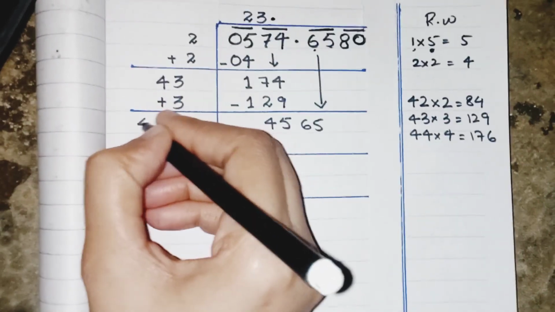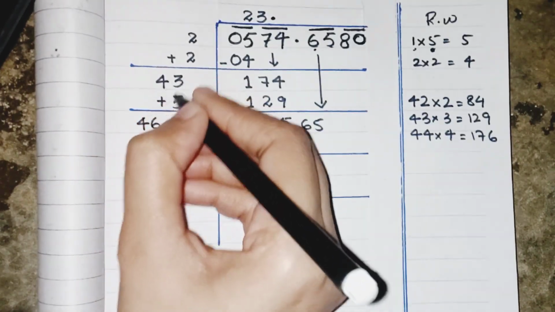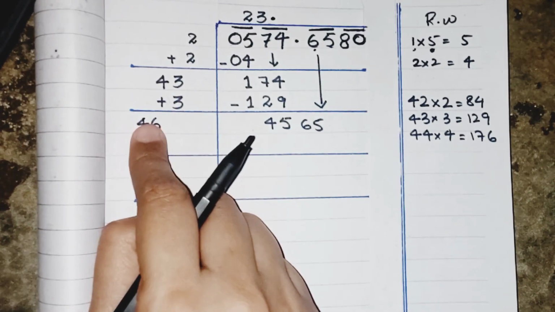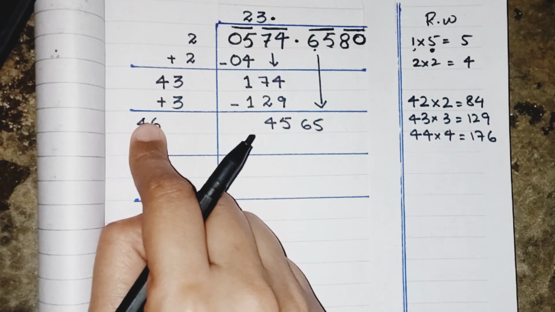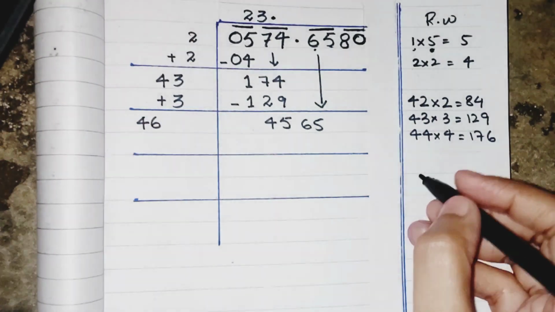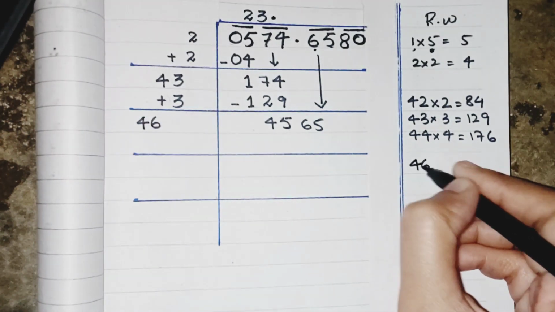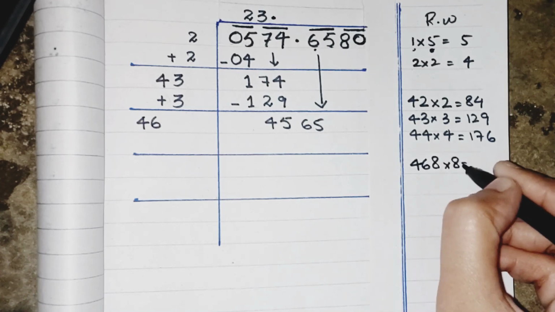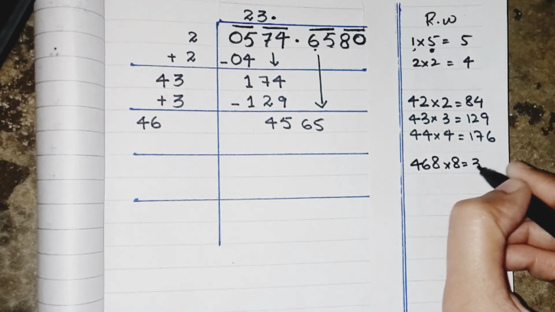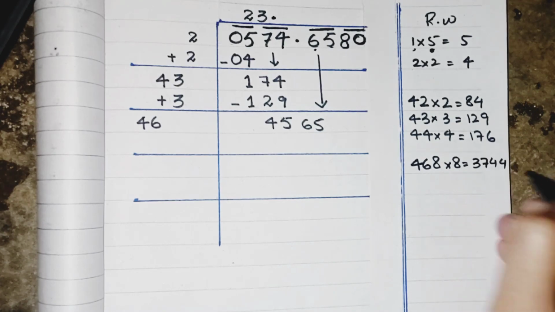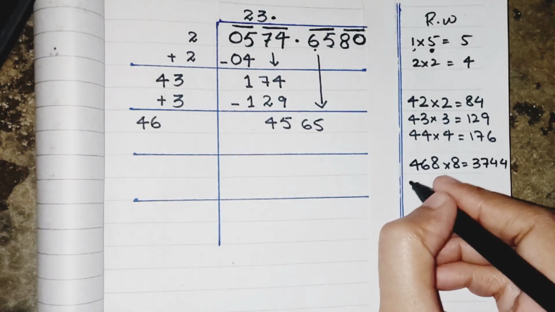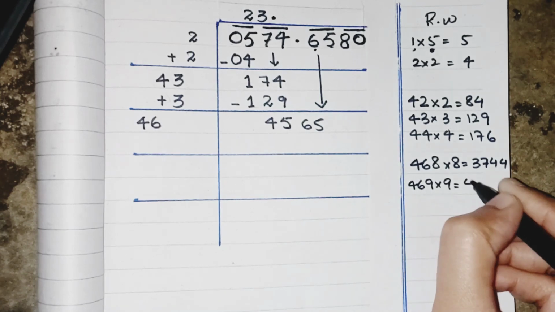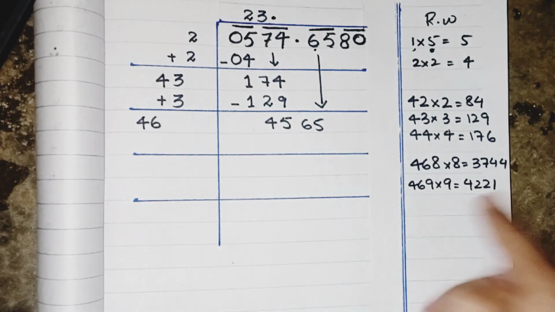My number is 4 and 6. 43 plus 3 will result in 46. Now along with this 46 I have to place a number to multiply. So along with 46, if I place 8, I have to multiply by 8, which gives the answer 3744. If I am choosing 9, 469 multiplied by 9 will result in 4221.